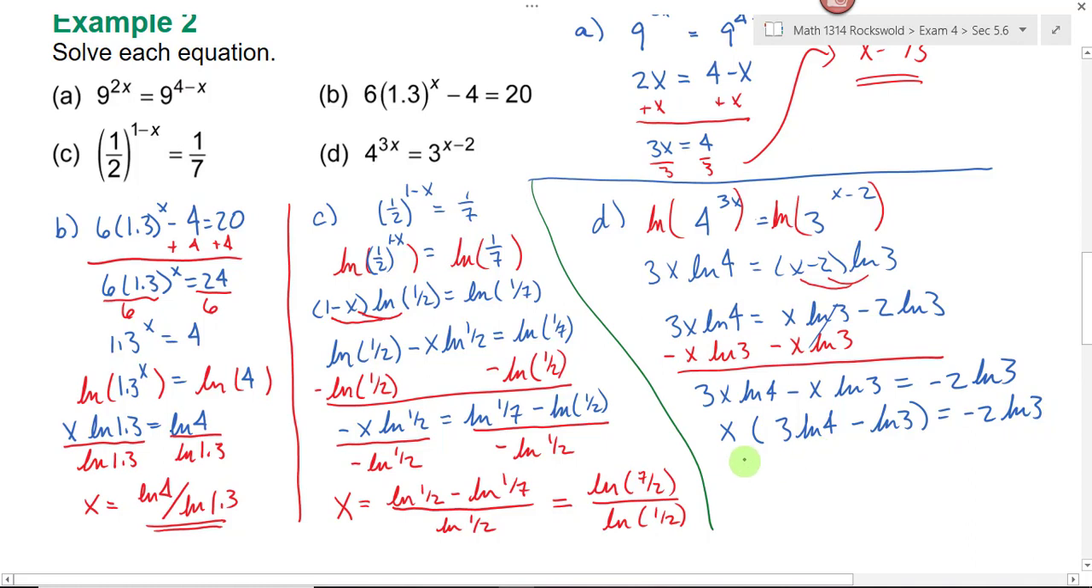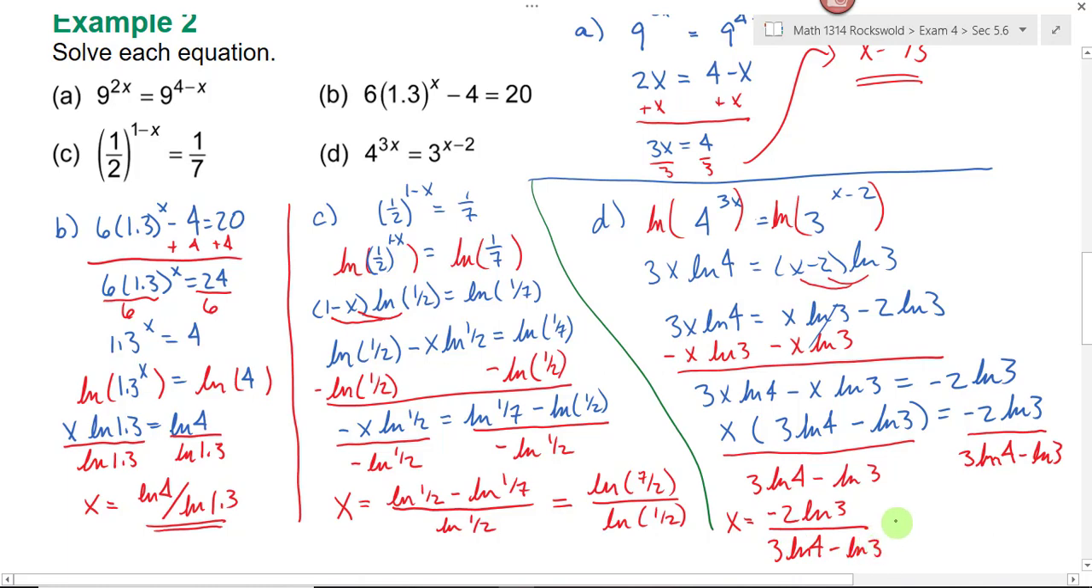How do I get the x by itself? Division. I'm going to divide off that 3 natural log 4 minus natural log 3 from both sides of the equation. What you do to one side, you have to do to the other. So that gives us x is equal to negative 2 natural log 3 divided by 3 natural log 4 minus natural log 3. This I would accept as your final answer, unless it's multiple choice and that's not one of the choices.